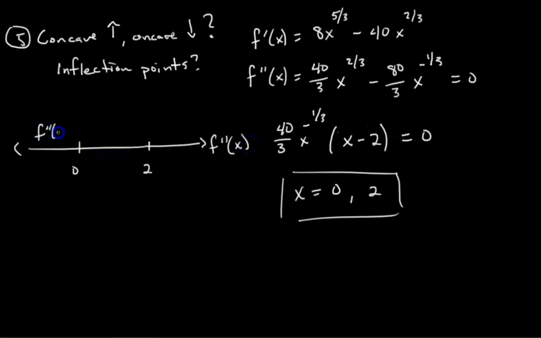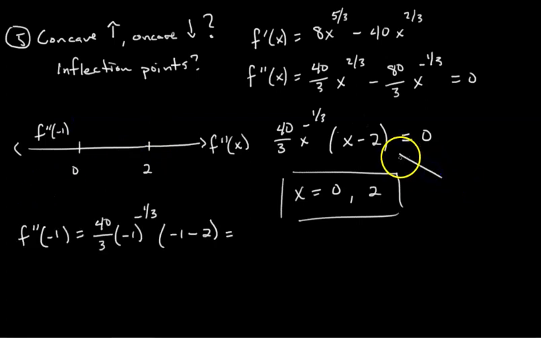So like f double prime of -1. What is that? I'm using this version of the second derivative just because it's easier to play with the numbers and decide if it's positive or negative. So I plugged in -1 into here. And so I got that -1 to the -1/3 is 1 over the cubed root of -1, which is 1 over -1. So this is negative times, this is -1 minus 2, so this is also negative. So we have a negative times a negative. This is going to be a positive number. Okay, so in this interval, -∞ to 0, we have concave up.